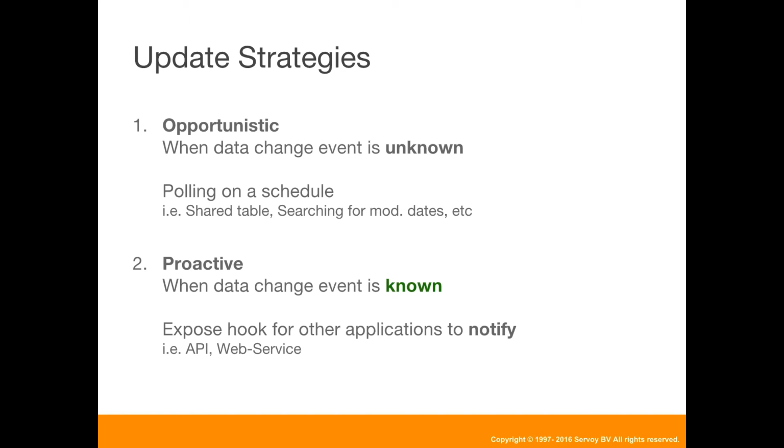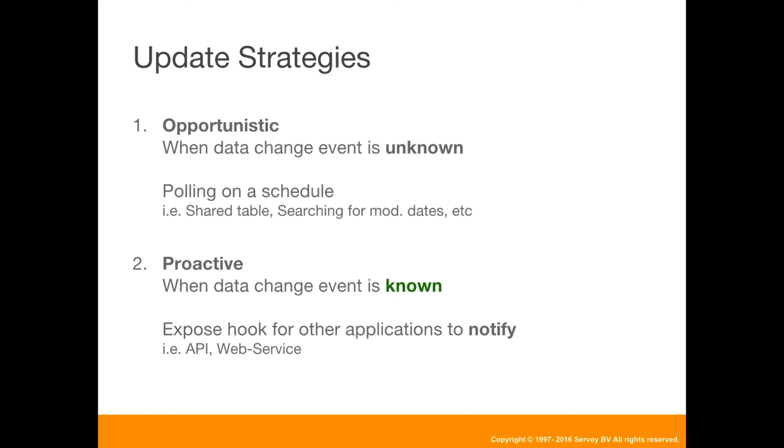So a couple of ideas about best practices and update strategies when you have this situation. I feel like there's really two approaches. One is what I call the opportunistic approach, when the data change happens from outside of the Servoy client session, when the data change event is unknown, meaning you can't really trap it, you can't proactively do something about it. The one approach that seems to work well here, and kind of the only way to do it, I think, is to do a polling on a schedule.